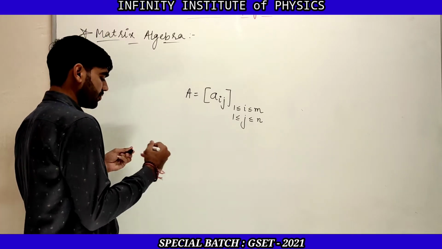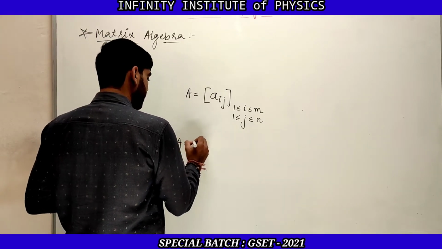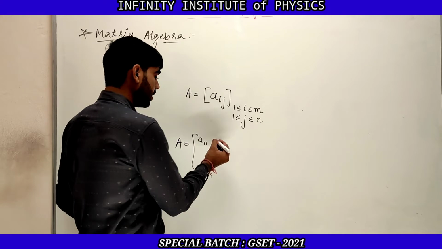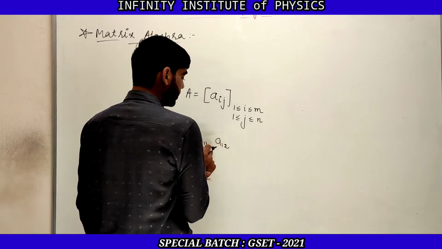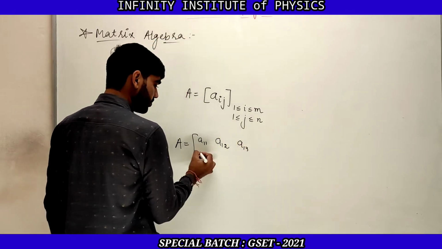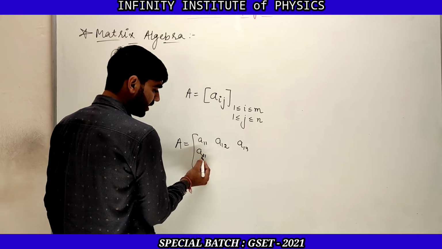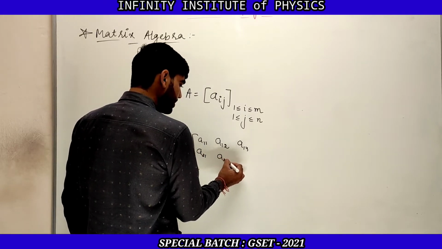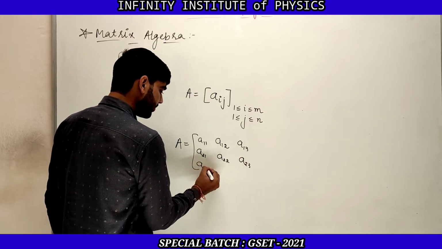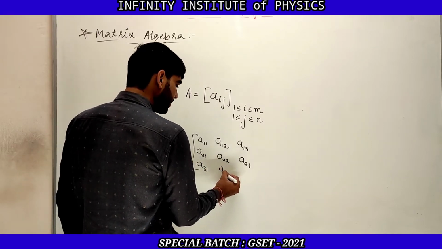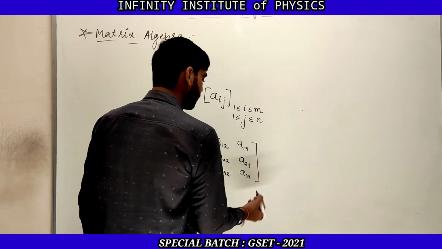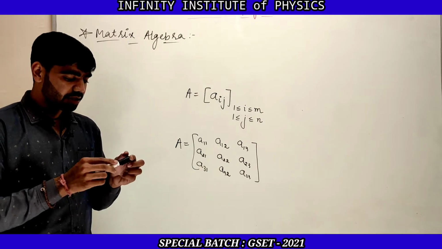For example, if you want to write a 3 by 3 matrix, then we can write A11, that is first row, first column element. Then A12, first row, second column. Then A13, first row and third column. Similarly A21, second row, first column. Then A22, second row, second column, and A23. Similarly A31, third row, first column. Then A32, third row, second column, and A33, third row and third column. So this is how we can write a matrix in general.